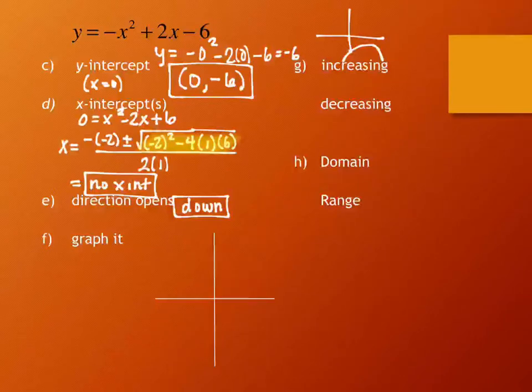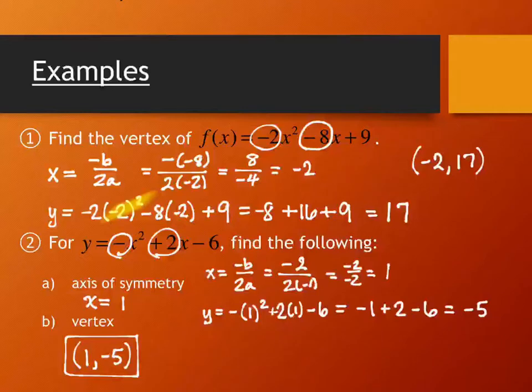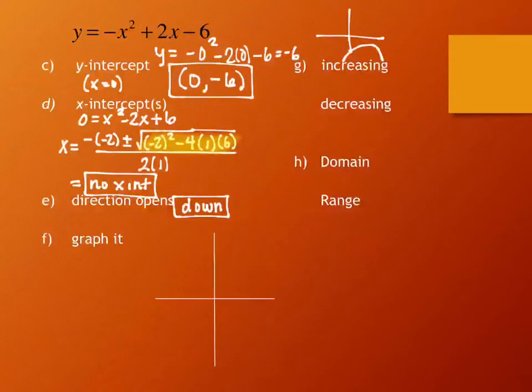Now this says graph it. I've sort of sketched this random graph in the air, but I have enough details to give a much more accurate sketch as well. Over here it says my axis of symmetry is at x equal 1. So I'm going to draw a dotted line in at x equal 1. That's going to cut my parabola in half. And I know it's opening downward.